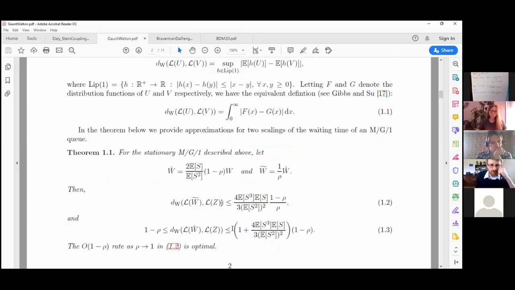So I think this might be the one. Let's think about this one first, actually. But I'm not going to say very much about this result. We're certainly not going to go into details. I'm not going to go through proofs in detail. But anyway, there's an explicit upper bound again in Wasserstein distance.